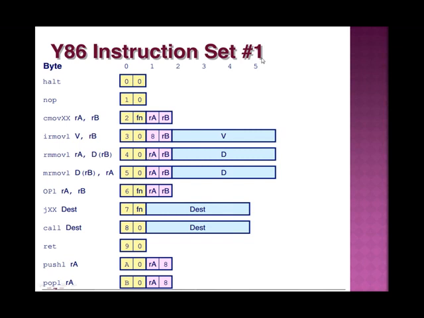These are the multiple instructions that are available in the Y86 processor or architecture. Here are bytes 0 to 5, that is six bytes. This one is halt, that is 00, nop is 10, cmovXX rA, rB, that is register A to register B, encoded 2 fn rA rB. Then irmovl V, rB.